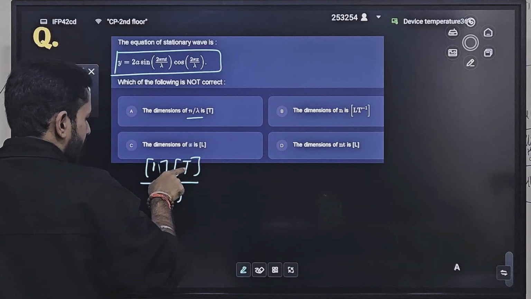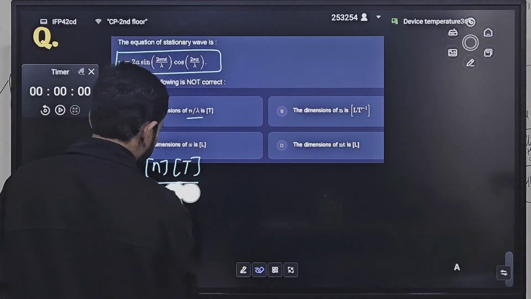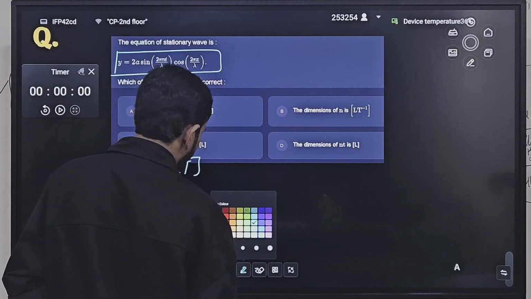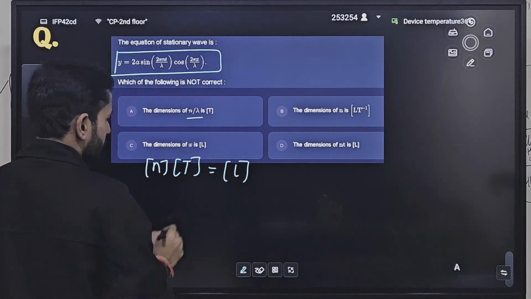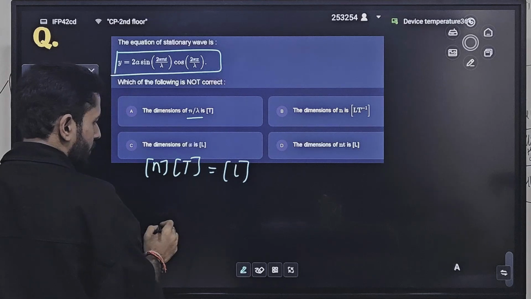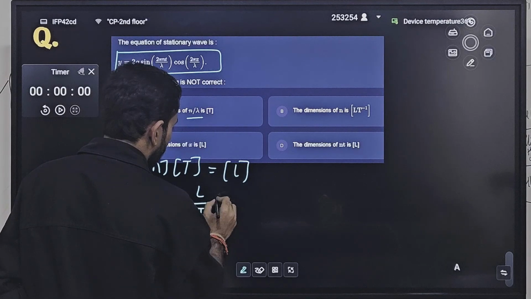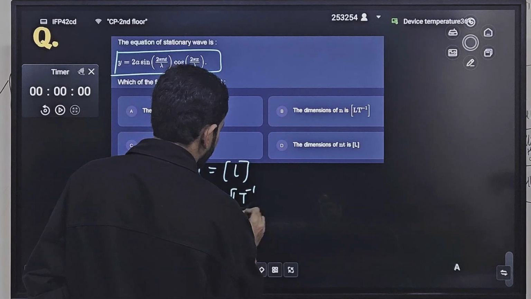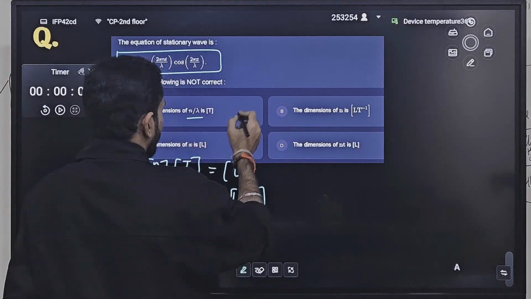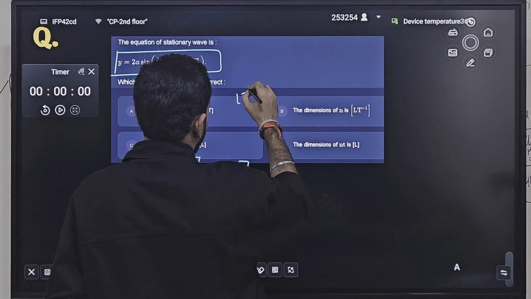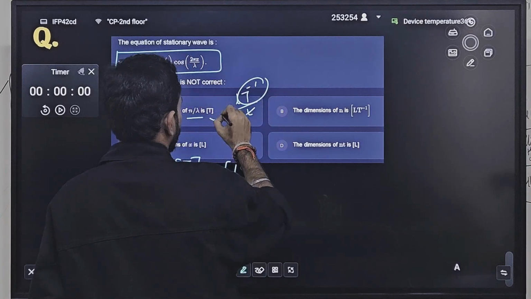The dimension of the numerator should be equal to the dimension of the denominator. If I have to make anything dimensionless, I should write like this. The dimension of n times t should equal the dimension of L. That is what I can say about the dimension of n. It is equal to L by T, or also written as L T minus 1. Now check all the options. N by lambda means L T minus 1 divided by L. What is the dimension? T minus 1. But here what is given?